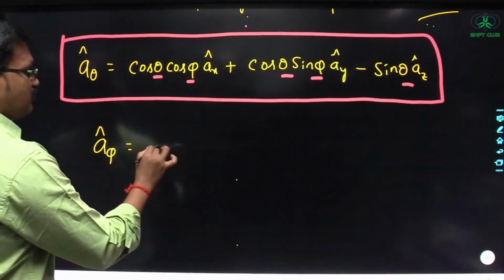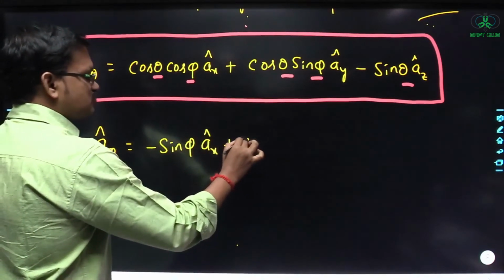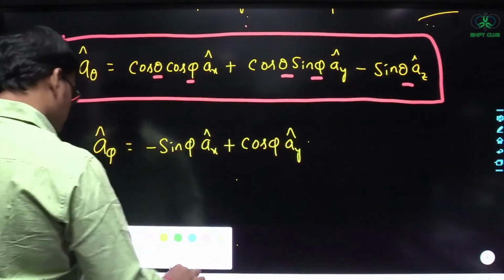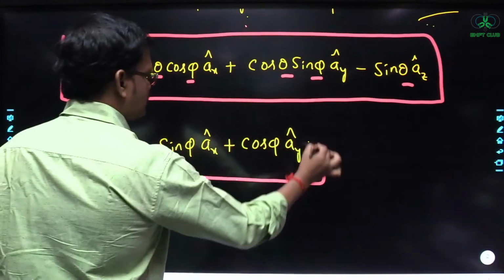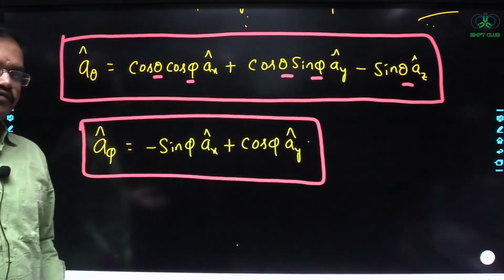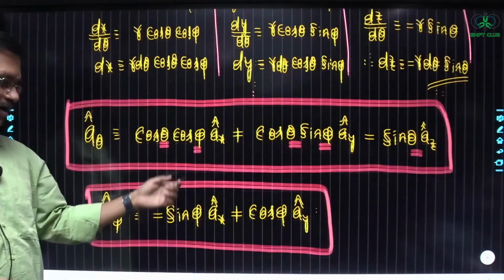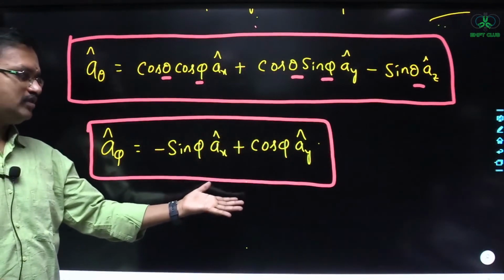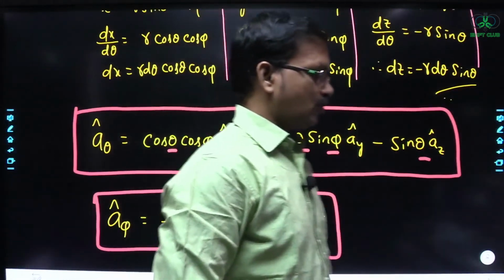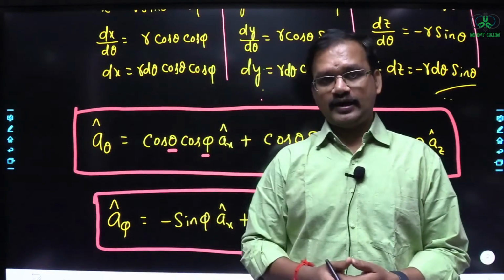So that is a phi cap is equal to minus sin phi ax cap plus cos phi ay cap. Okay. So this is the result you are going to get. So there is no need to do it again. If you want to practice, then you can just follow the same procedure, and finally you are going to end up with the same result. So here we have written ar cap, a theta cap and a phi cap.